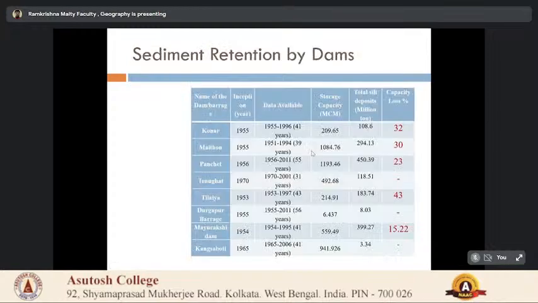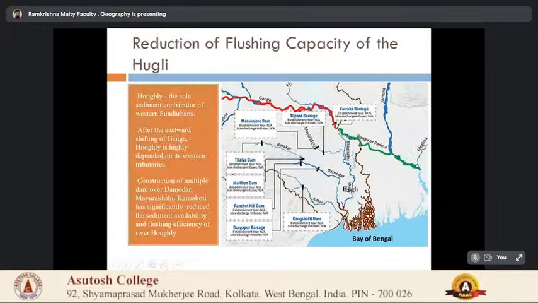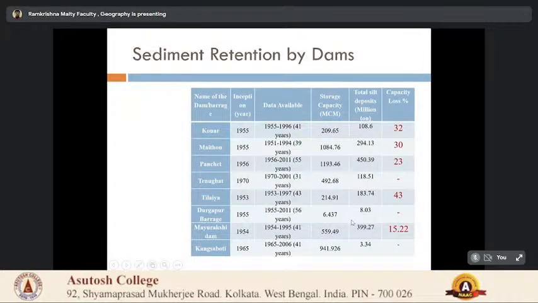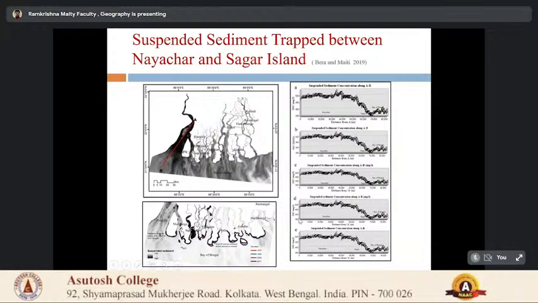Okay? And you see now, most of those reservoirs have lost their drainage capacity or water holding capacity by extensive sedimentation. That means the sediment which was previously carried downstream, to the estuary, for the replenishment or nourishment of Ganga Delta couldn't reach this estuary. Those are arrested within these upper courses. Okay? And as a result, what happened? You see? Together those dams have stored 1.566 million tons of sediments.